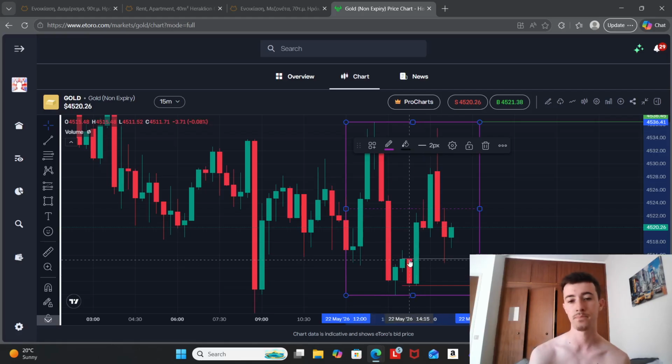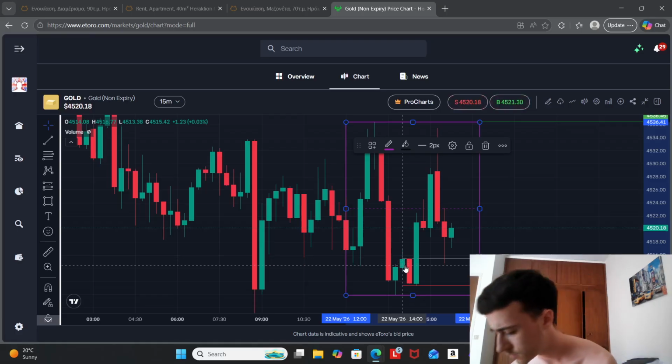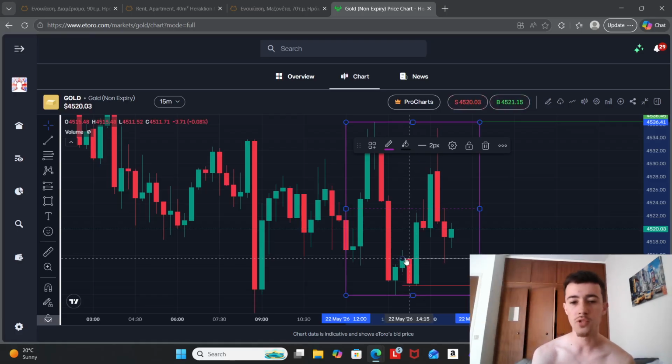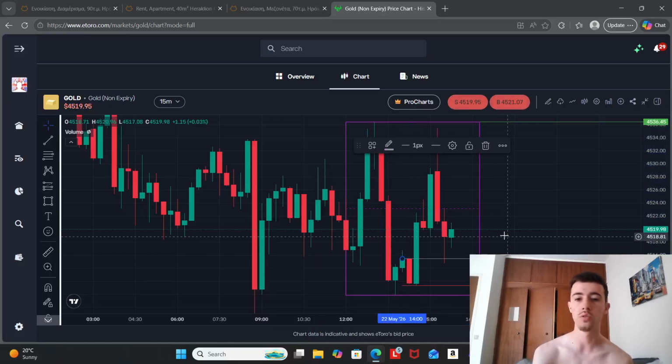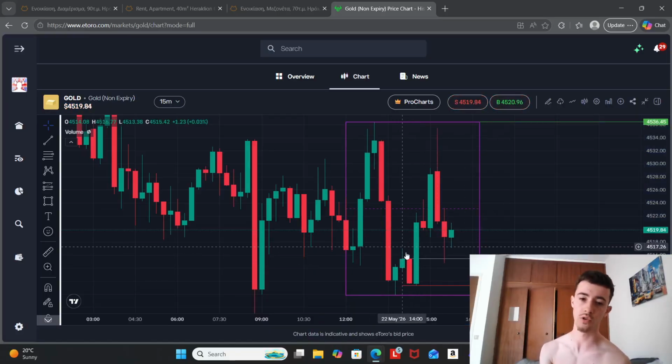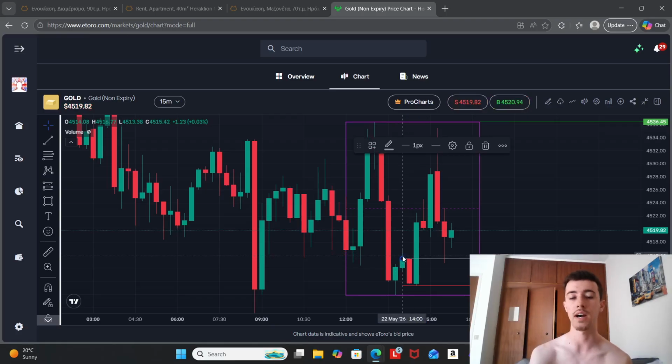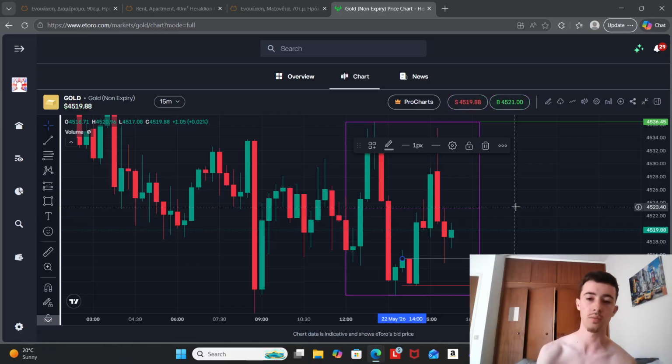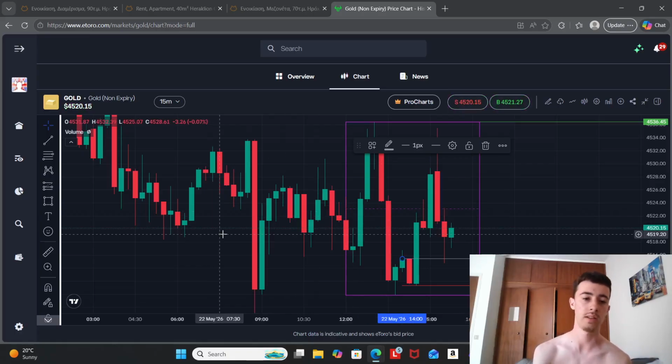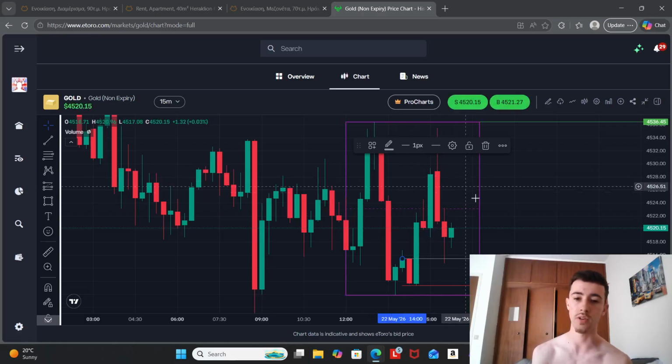I measure it from the top. So if it's a bullish order block, which is here, you measure it from the opening of the candle, and then same with a bearish order block. So you want to measure it from the opening of the candle, so the green candle.